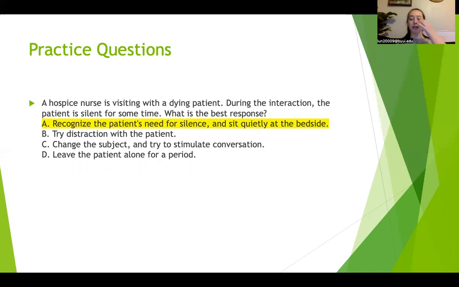Don't interrupt, very rarely. C, change the subject, try to stimulate conversation. No, you don't need to talk right now. Leave the patient alone for a period. They're probably not emotionally stable enough to be left alone. You should just sit there and offer presence as support.